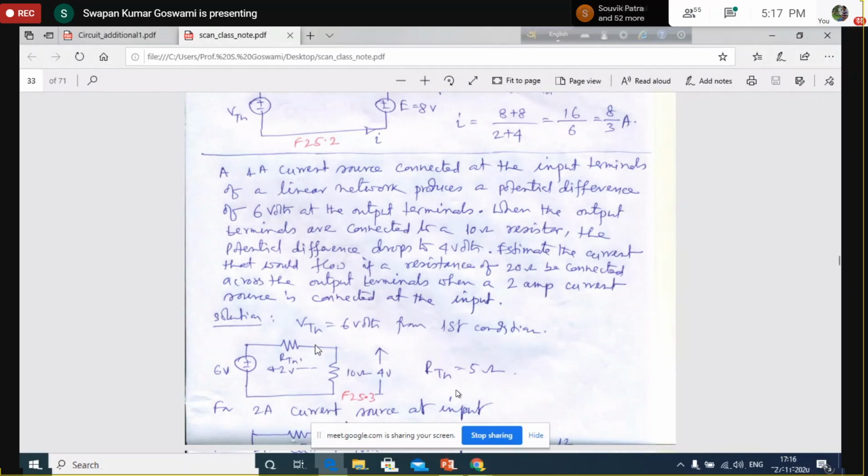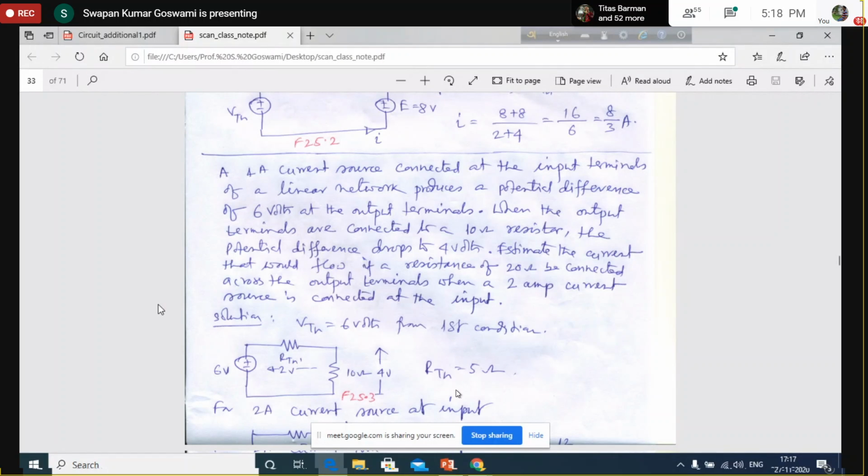Previously, when the terminals were open, the total voltage was obtained here, because then no current was flowing. Why was no current flowing? Because the terminals were open. That's why no current was flowing. Now, as you are connecting the 10 ohm resistance across the output terminals, a current is flowing, and because of that current flow, there is a voltage drop across the internal resistance, and that voltage drop is equal to 2 volt. Am I clear? Yes, sir. Is it clear to everybody?